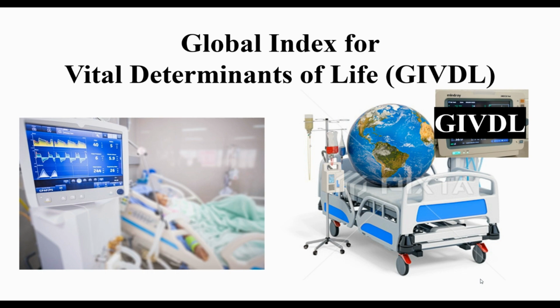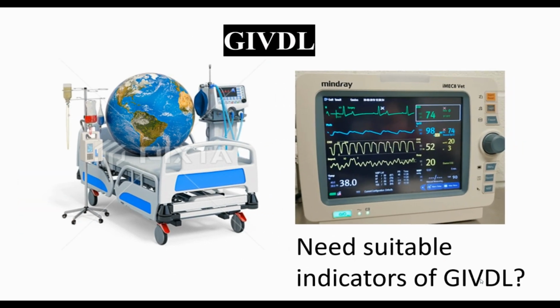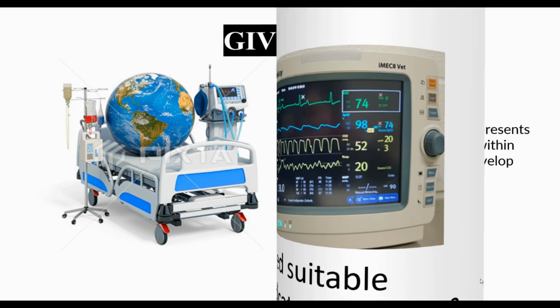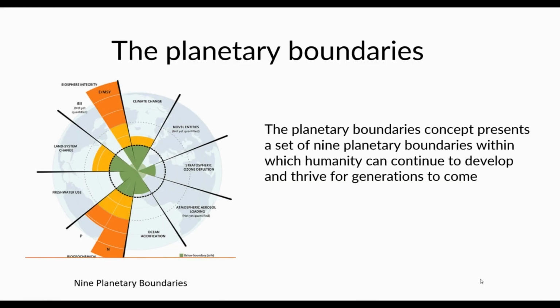We proposed the Global Index of Vital Determinants of Life as a tool analogous to multiparameters. GIVDL, the Global Index of Vital Determinants of Life, is based on four vital determinants of life, namely water, air, land, and food. We have to find suitable indicators which represent the global condition of each VDL.